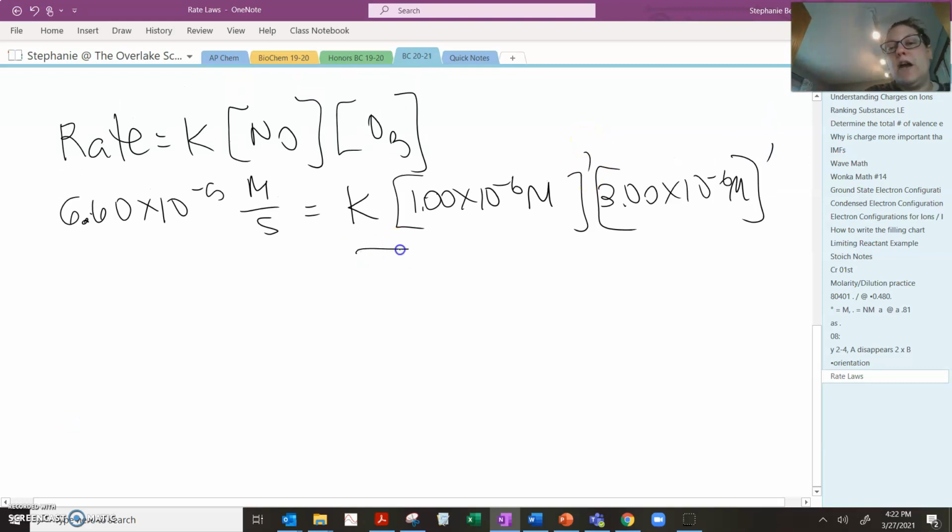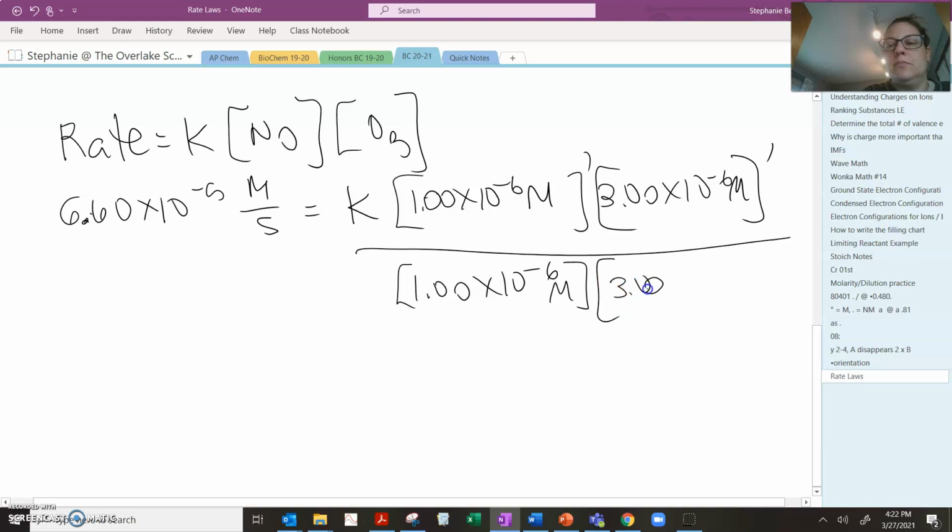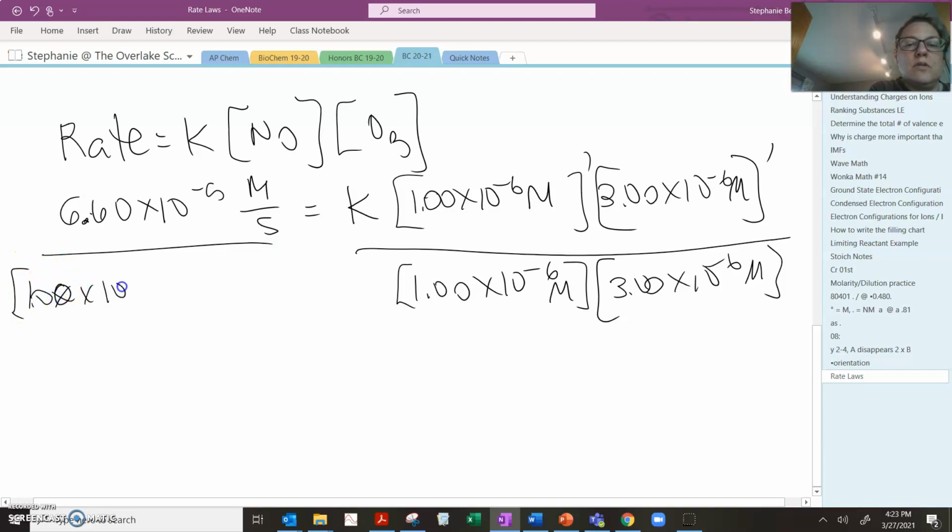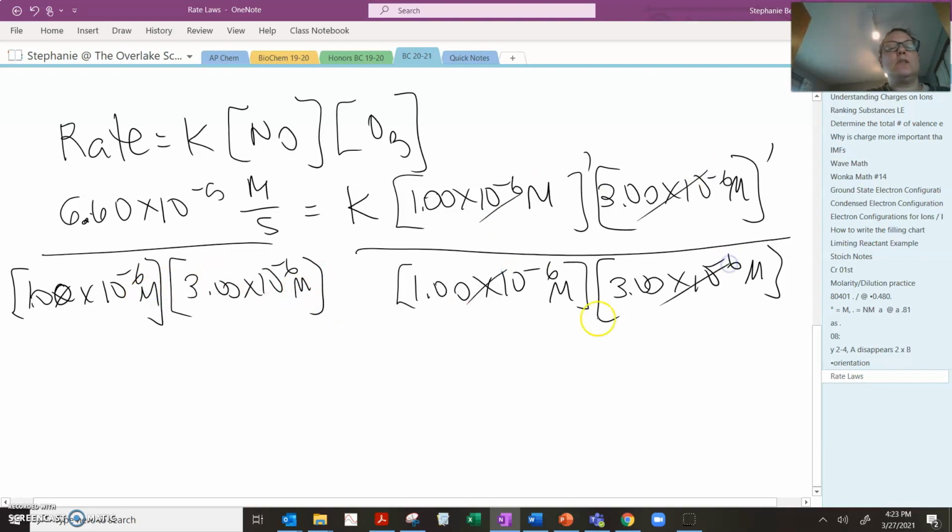Okay, so I'm simply going to divide both sides by this product to isolate K on this side. All right, and so this cancels obviously, and so now I'm left with K, and the answer I get to 3 sig figs is 2.20 times 10 to the minus 7.